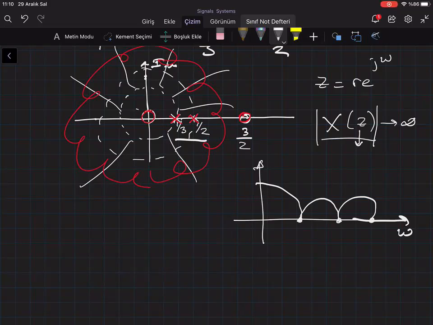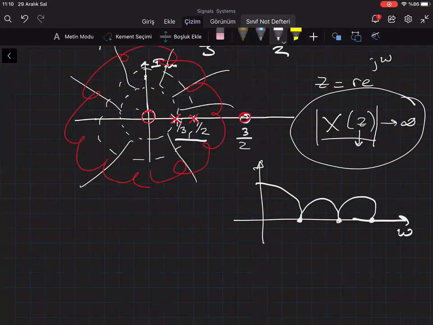Hocam. So, thank you for asking. This is really critical, especially in terms of system analysis and system design: at which Z value, at which frequencies will my system explode? Bakın, pole means my system will explode over there. My X of Z will go to infinity. Patlıyor oralarda. Okay, I don't want to be closer to those points. I should know what kind of a filter I have, what kind of a system I have, right?